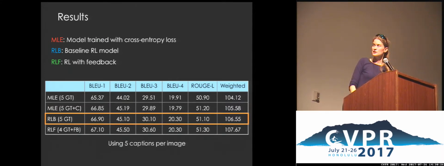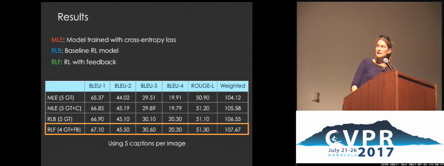So this is if you're just training your normal reinforcement learning algorithm, let's say the one previously, you get this, using 5 ground truth captions. And now we're giving it 1 caption less. So our model has 1 caption less, but it has feedback. Together, it sums to the same amount of information it's getting. And you are able to improve over all these results.